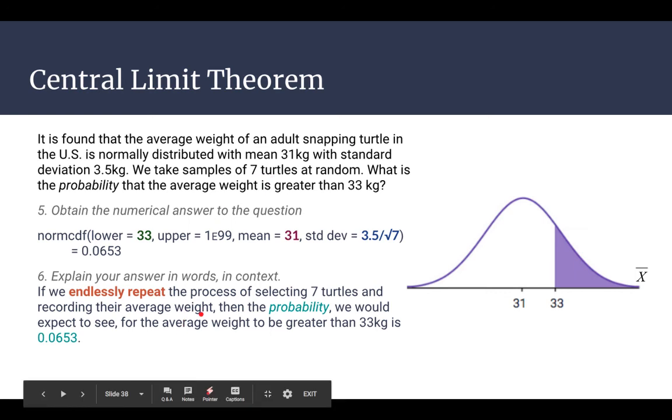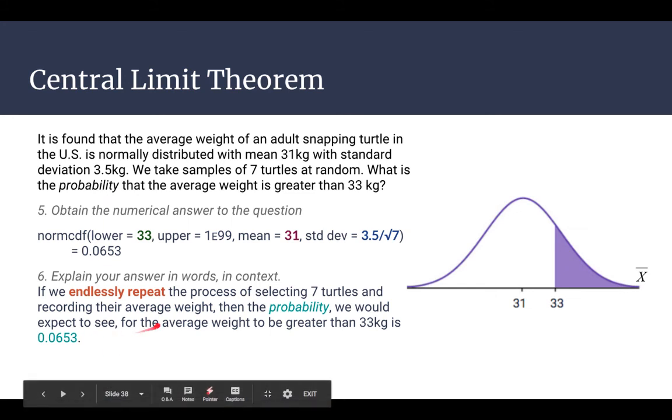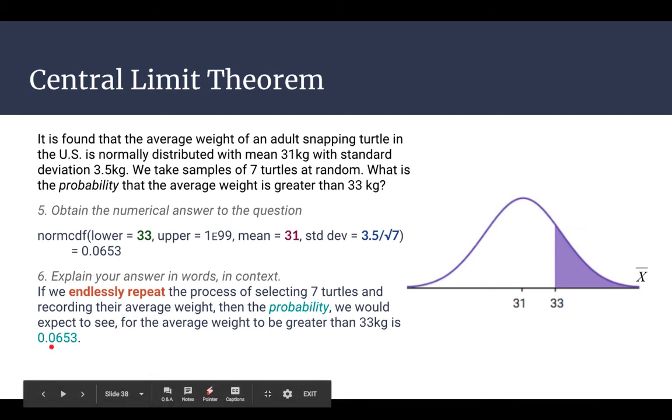of the turtles, then the probability, because we're interested in probability based on this question, we would expect to see for the average weight, the x bar, to be greater than 33. The direction that you're shading with the value of interest is the value that your calculator spat out, this 0.0653.